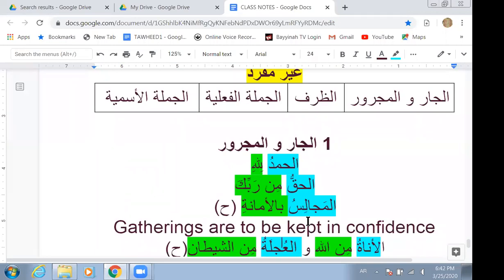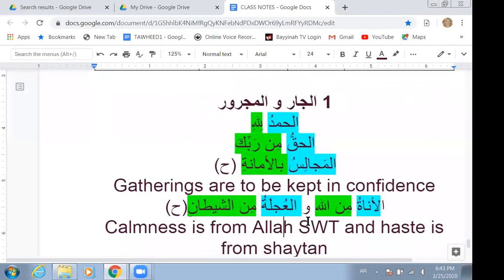Then again there is a hadith mubarakah, and that is al-majalisu bil amana. Al-majalisu is the mubtada, and bil amana, ba harf jar, and al-amanati majur, the majur will become the khabar for it. Gatherings are to be kept in confidence is the meaning of the hadith.